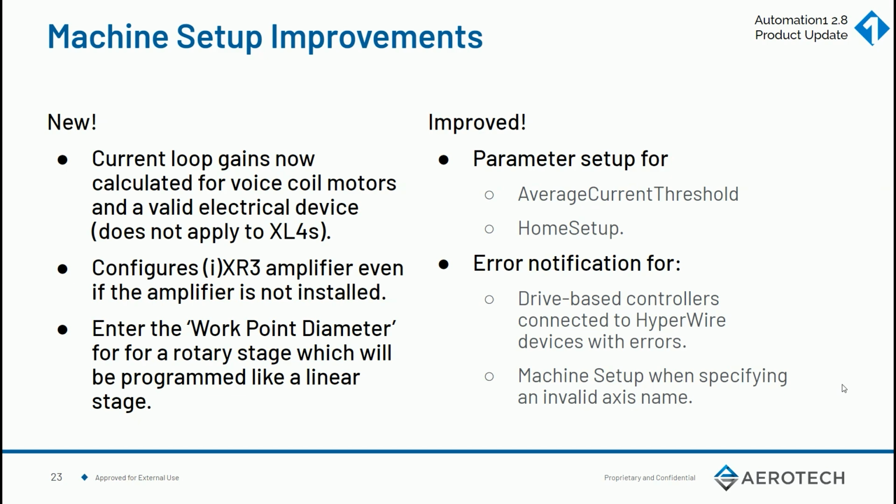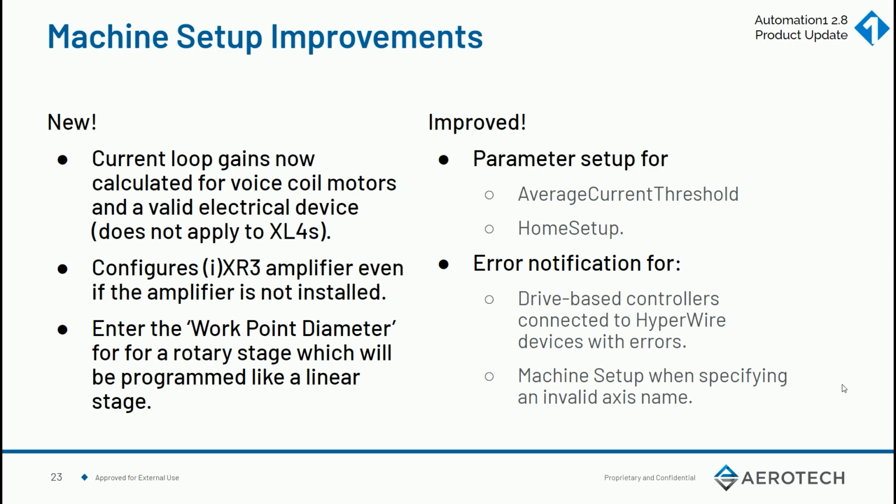You can also enter the work point diameter now for a rotary stage, which will be programmed like a linear stage. This is very common for people doing stent manufacturing or hypotubes. They actually wrap a flat pattern around the circumference of a tube, and therefore the rotary axis is programmed like a linear. Well, to do that accurately, you need to know the diameter or the geometry of that tube itself so the counts per unit is correct.